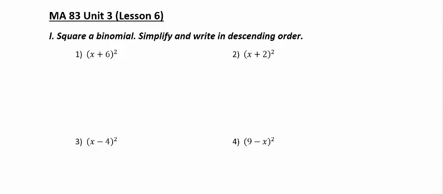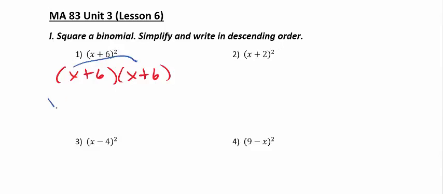This is Math 83, Unit 3, Lesson 6. We're going to square a binomial, and then we're going to simplify and write in descending order. Well, x plus 6 all squared means x plus 6 times x plus 6. So we're going to write that out twice, and then we're going to go ahead and use FOIL.